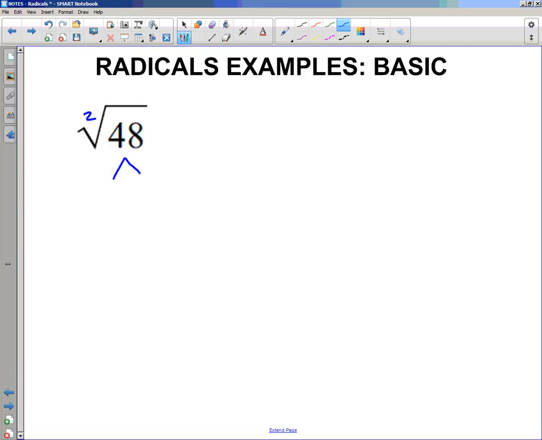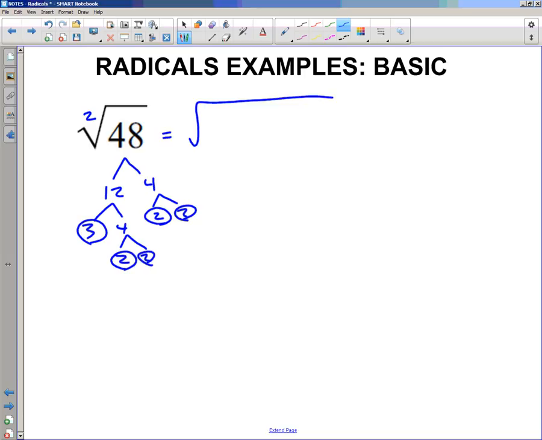I'm going to do a factor tree on 48 to see what's in here. So that's 12 times 4. 4 is 2 times 2, which are both prime. 12 is 3 times 4. And we got another couple of 2's here from that 4. So we can now write out the prime factorization of 48. It's going to have a bunch of 2's and a 3 in there.